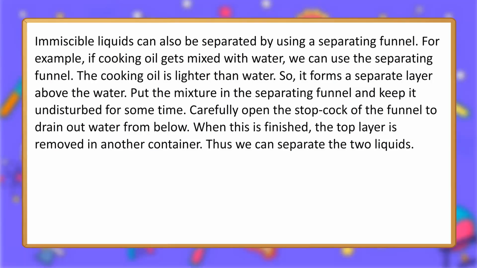For example, if cooking oil gets mixed with water, we can use the separating funnel. The cooking oil is lighter than water, so it forms a separate layer above the water. Put the mixture in the separating funnel and keep it undisturbed for some time. Carefully open the stopcock of the funnel to drain out water from below. When this is finished, the top layer is removed in another container. Thus we can separate the two liquids.